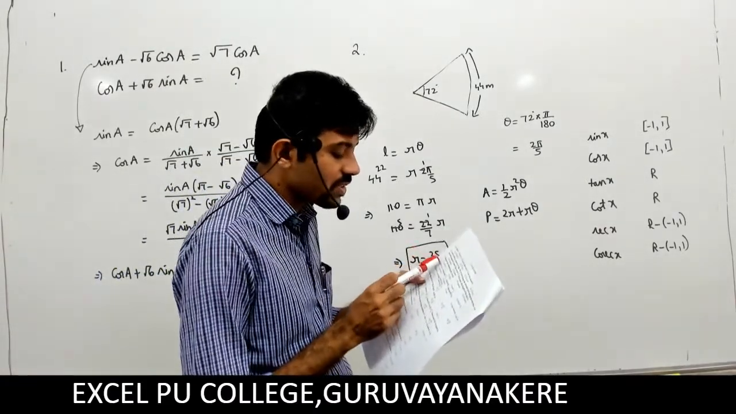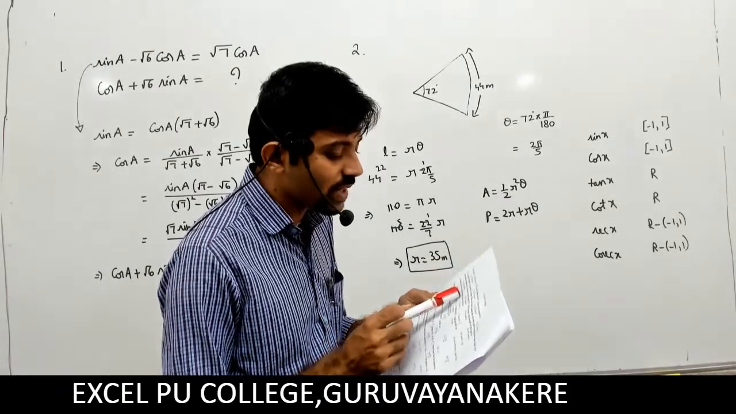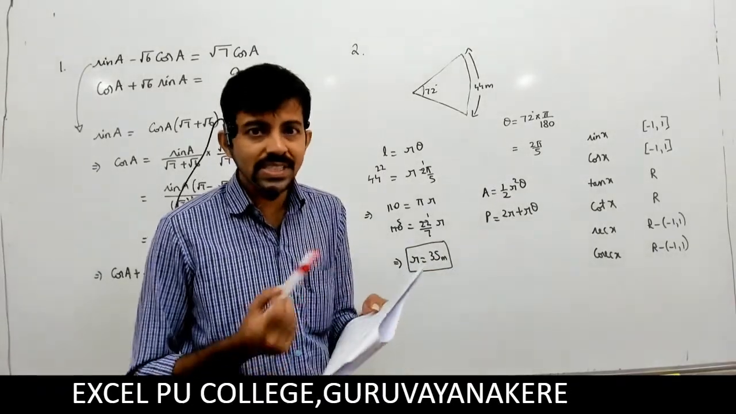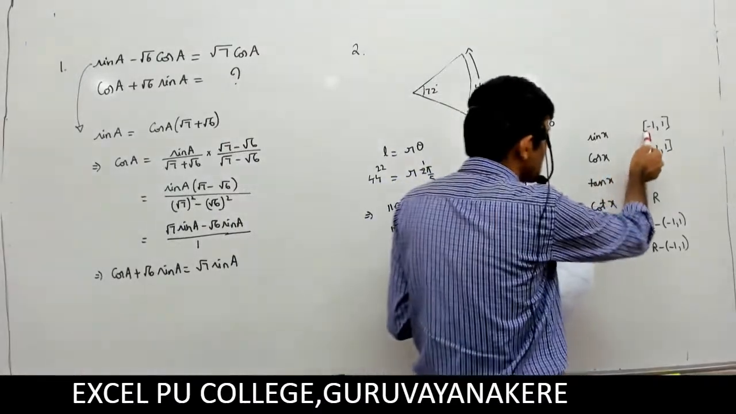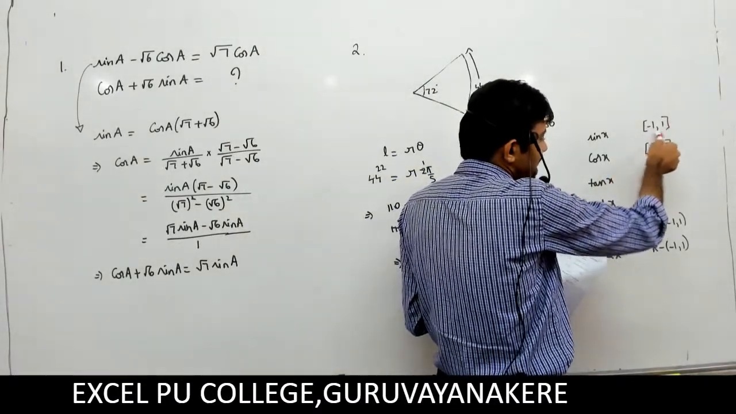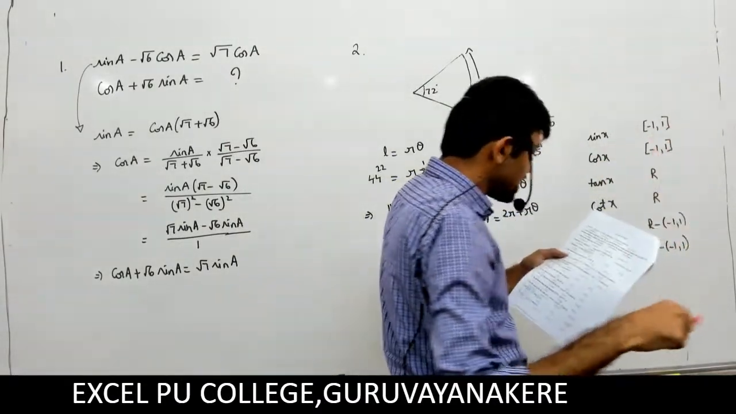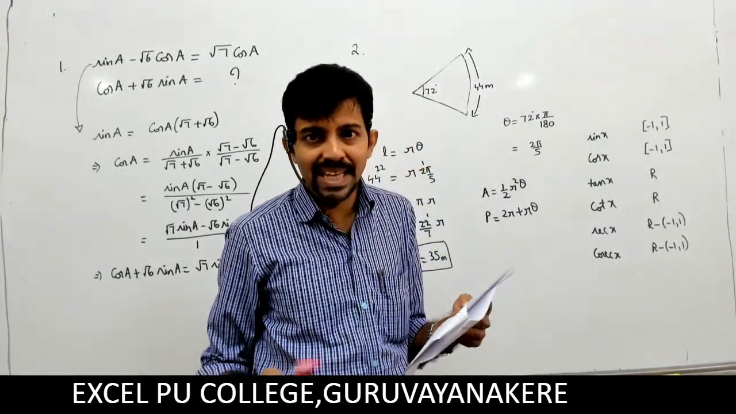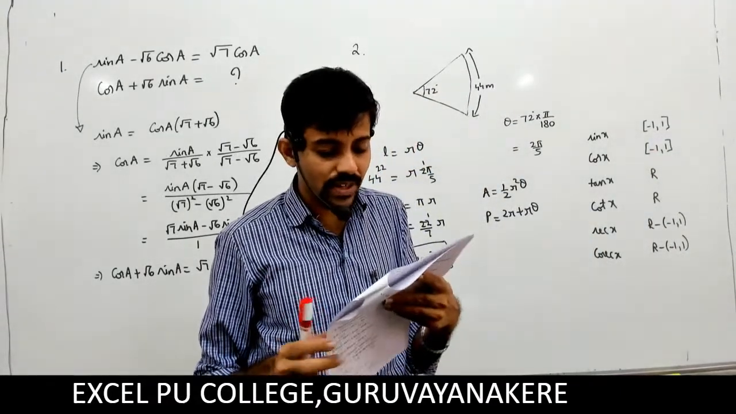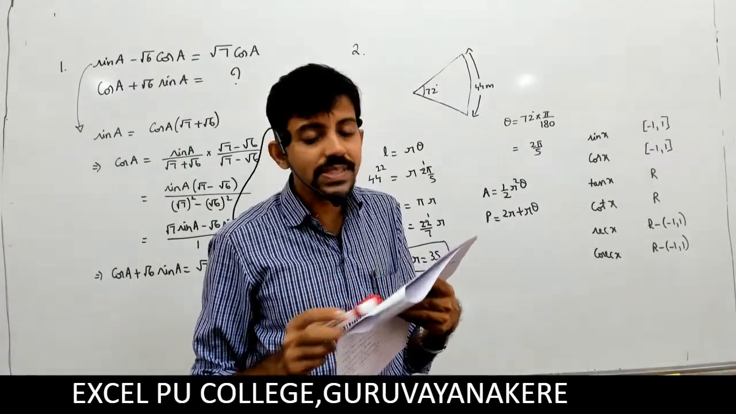The first option in the question, which of the following is not correct. Sin theta is minus 1 by 4. That is possible, that is correct, because sin theta takes values between minus 1 to plus 1. Minus 1 by 4 lies in this interval, correct? Cos theta equal to 1 is possible. The maximum value of the cos function is 1. Cos 0 is 1.